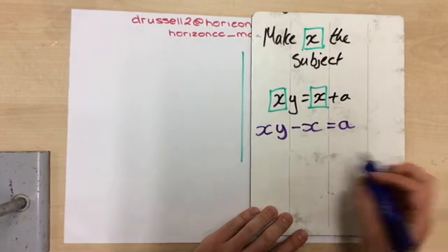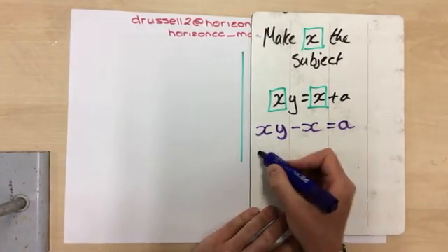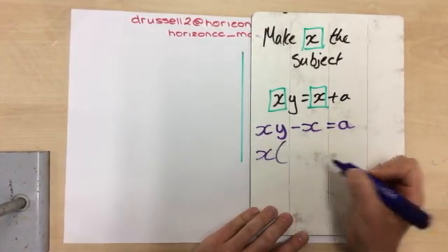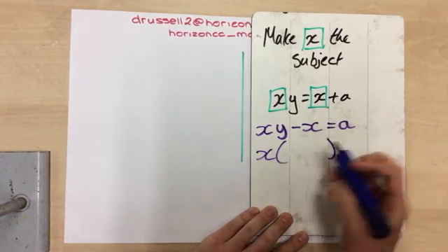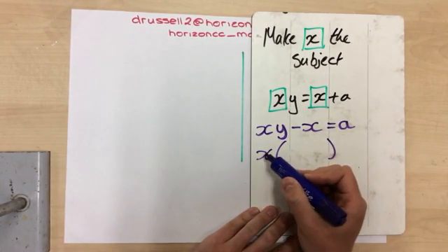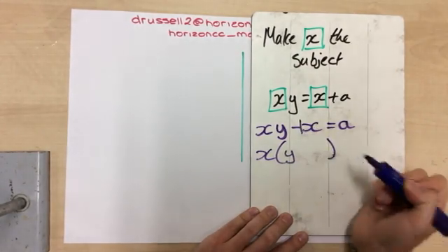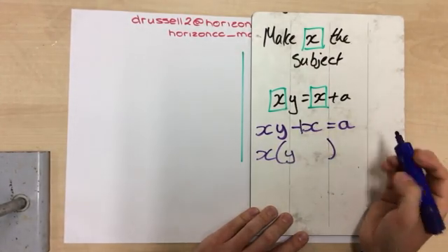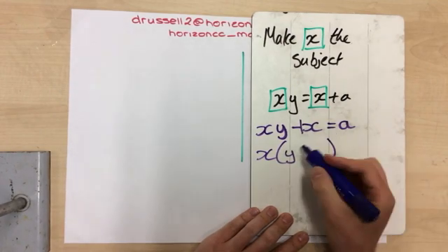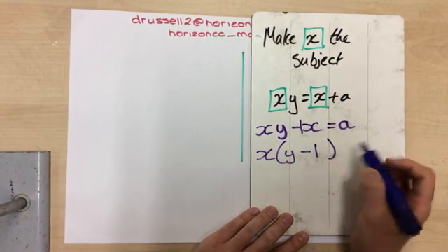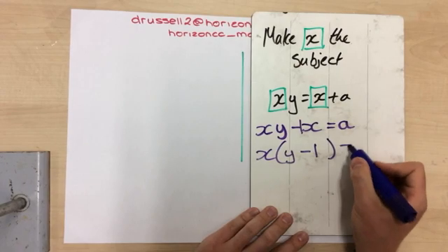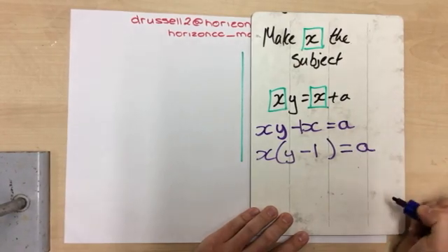Okay, now I've got it all on one side. That allows me to do a beautiful skill in mathematics, factorising. Factorising allows me to just write it once. Well, X was multiplied by Y, and if you always remember, there's invisible ones where we don't have any numbers appearing, so I need a Y minus 1 in our brackets. We can then say that that is equal to A.